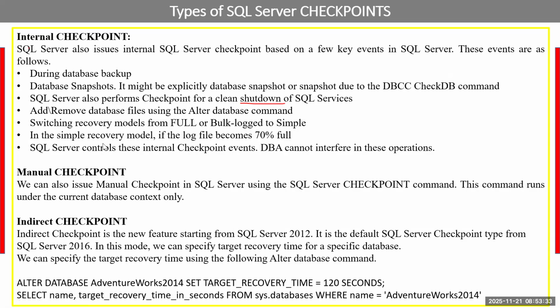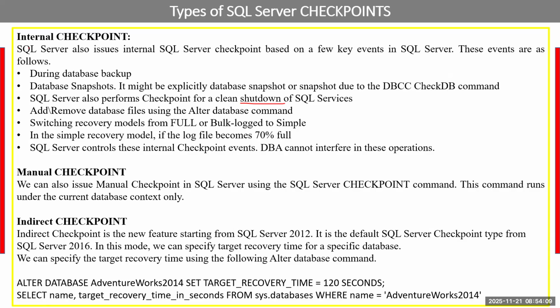And the recovery model, after the installation, is the first concept we are discussing next week. So in the simple recovery model, if your log file is growing more than 70%, an internal checkpoint will be triggered. So the majority of things, like backups, snapshots, shutting down, altering, switching the recovery models, and in simple recovery model, an internal checkpoint is triggered.